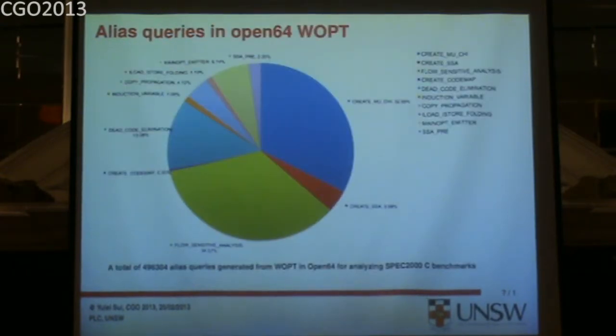And here is a graph that shows the alias queries generated from the WOPT module from Open64. The WOPT module actually contains most of the machine-independent optimization and transformation phases. This graph gives us a sense of where these queries are coming from. We can see that nearly 500,000 queries are generated from the WOPT module in Open64 across 15 SPEC 2000 benchmarks. Given all these queries, it is sufficient for us to measure our heap cloning analysis.